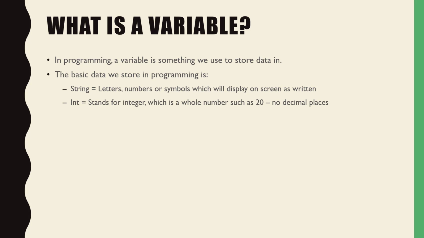Next, we have an int. This stands for an integer, and is simply a whole number, such as 20, and has no decimal places. Finally, we have a float, which is Python's name for a decimal number.